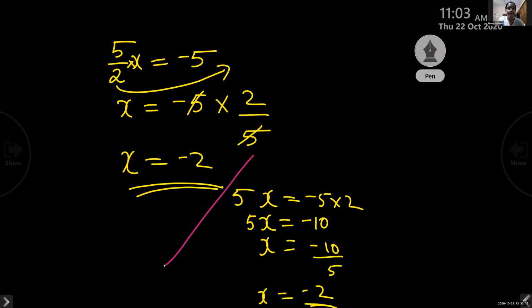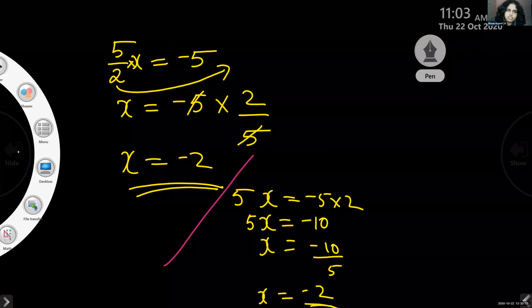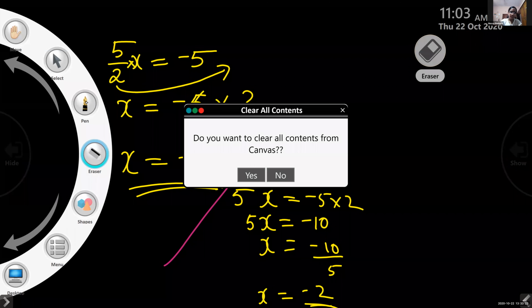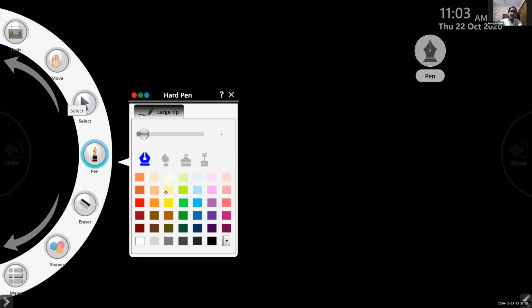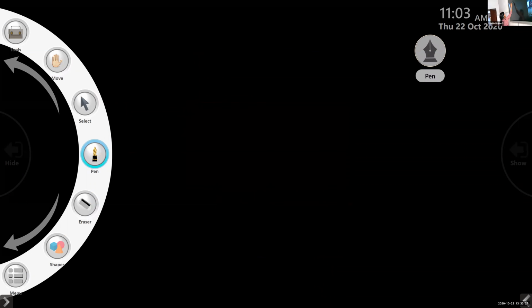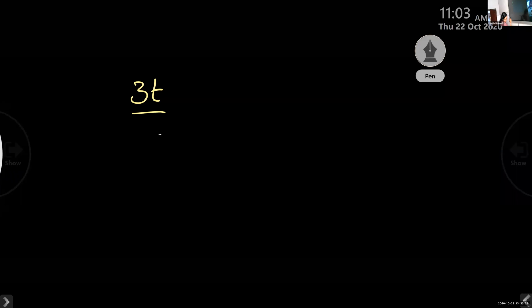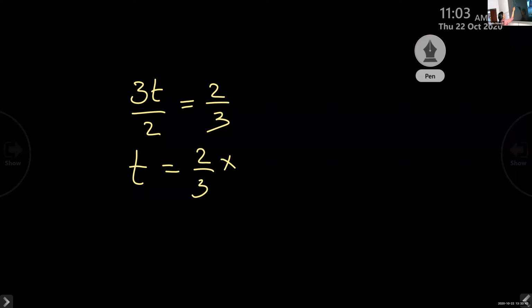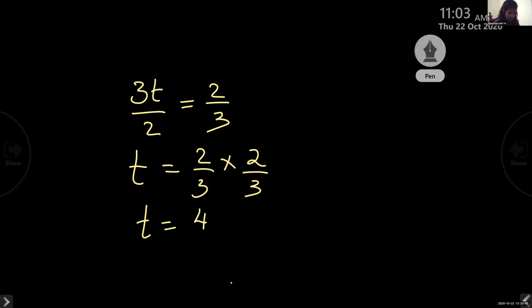Okay. Yes, ma'am. Okay. The next problem. 4 by 9. Next question is 3t by 2 equals 2 by 3. So simply, it is very easy. 3 by 2 will become 2 by 3 again, into 2 by 3. So what is the answer? T is equal to 4 by 9. Answer.